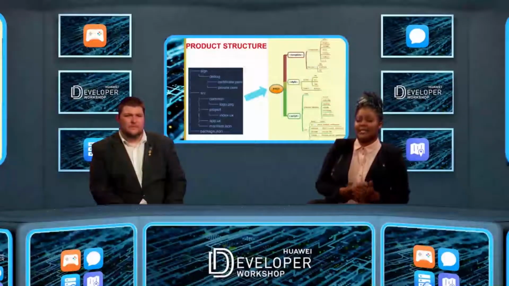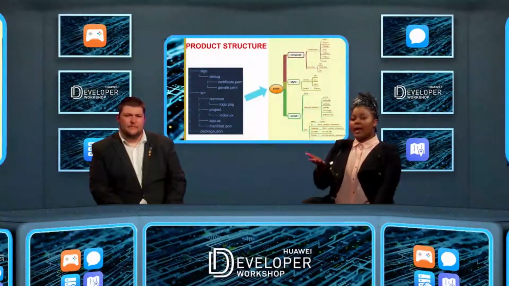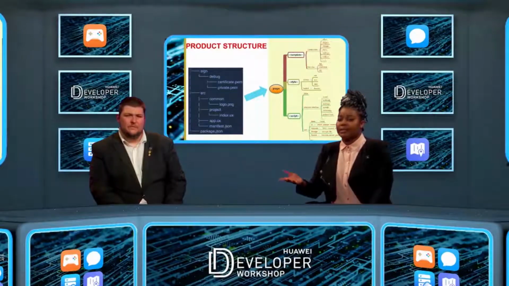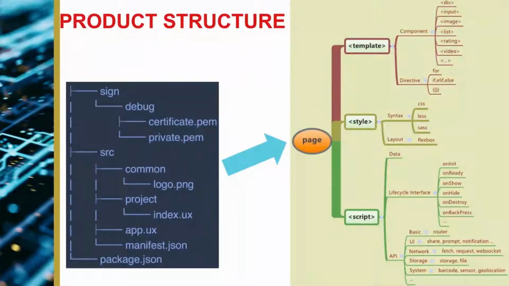To give you guys just an idea of the product structure, you will have a source folder, which includes other folders such as your project files and common files. The app UX folder is the page that you will then start the application. From here, it will take you to the other pages. The sign folder will have all of your signatures and certificates, either the debugging or, for example, the release. The package JSON will be here, which holds your dependencies, and you can then also include your external NPM packages.